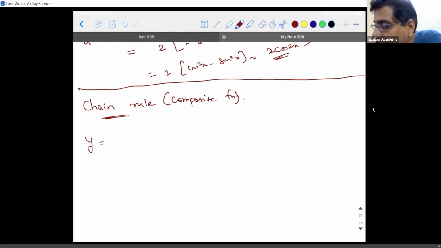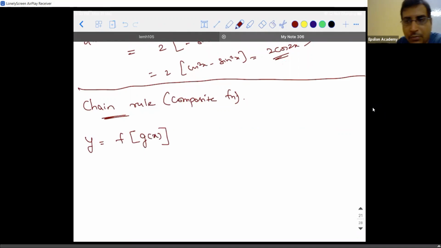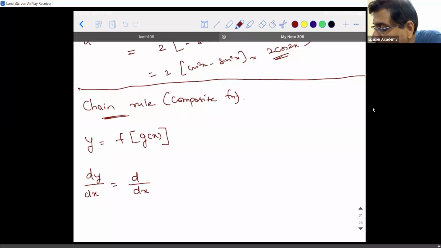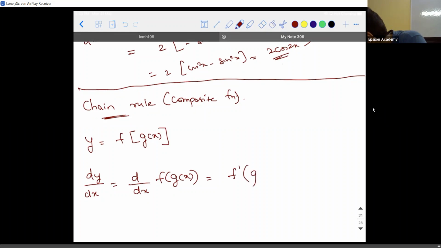If I have y is equal to f of g of x, then what is going to be the value of dy by dx? This will be d by dx of f of g of x. This can be written as f dash of g of x into g dash of x.